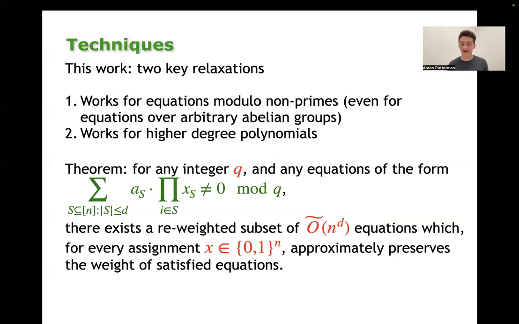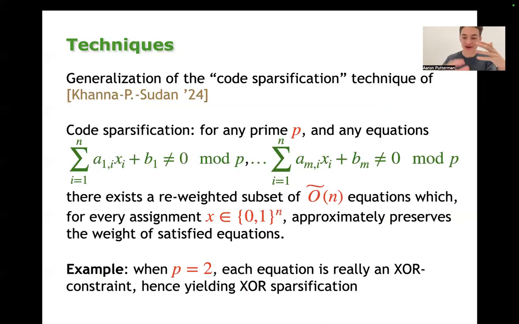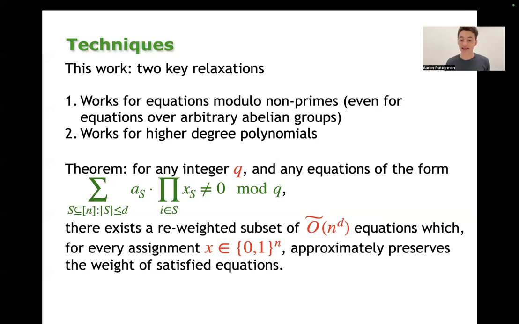And so what we show is that where in the previous slide we saw O tilde n size sparsifiers, now we show there are O tilde n to the d size sparsifiers, where d is the degree of the polynomials that we're sparsifying. It turns out that this general framework is exactly what you need to show these results on symmetric CSPs and arbitrary non-trivial sparsifiability.